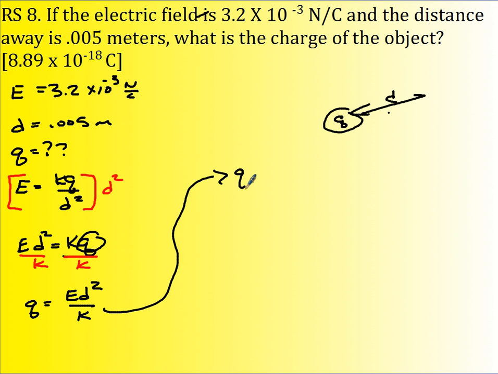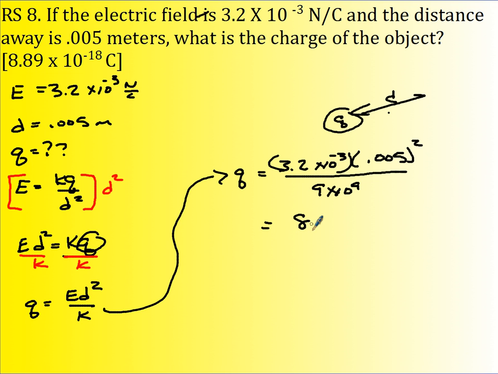All right, so the charge we're looking for is 3.2 times 10 to the negative 3 times D squared, so it's 0.005, and remember to square that, divided by 9 times 10 to the ninth. Multiply straight across, and then divide, and you get 8.89 times 10 to the negative 18 coulombs.